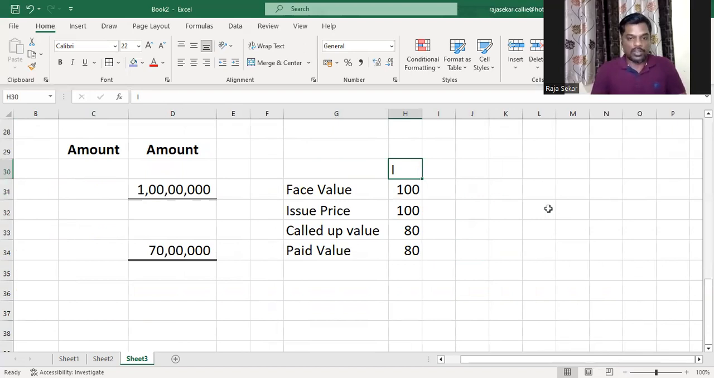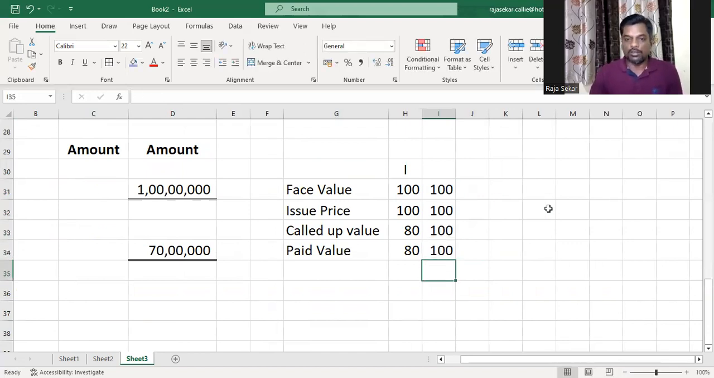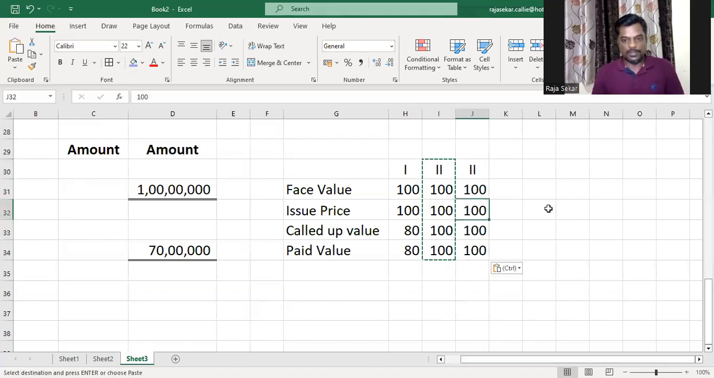And let's assume another situation where face value is 100, issue price is 100, called up value is 100, paid up value is 100. This is situation two. And in situation three, called up value is 100, paid up value is 90. Now you tell me what will you consider as fully paid up?